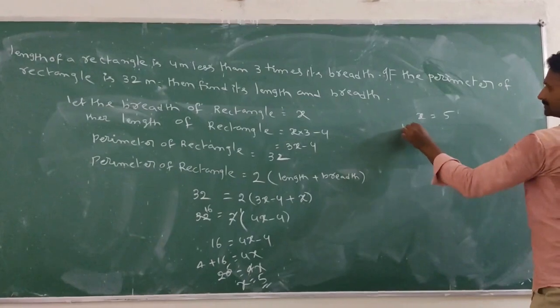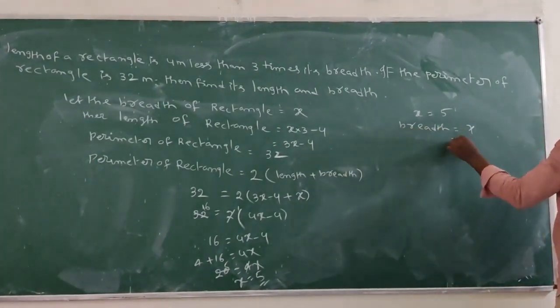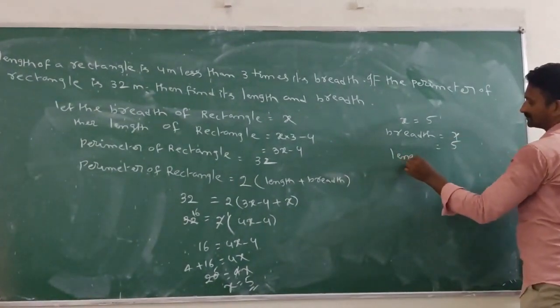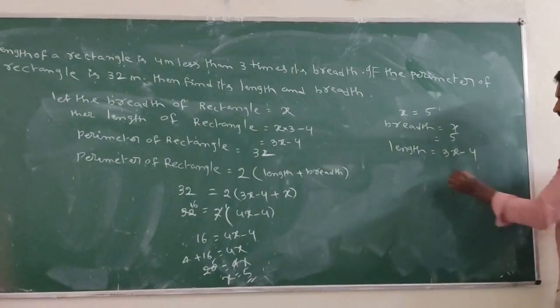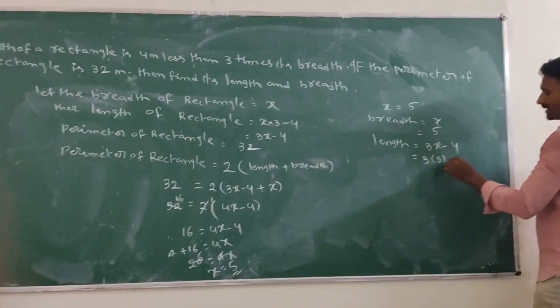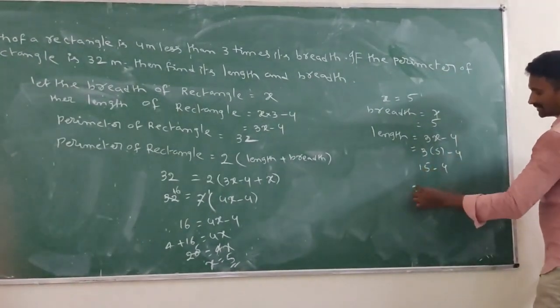Breadth is x, x value 5. Length is 3x minus 4, 3 into x value 5 minus 4. 3 into 5 is 15, minus 4 equal to 11.